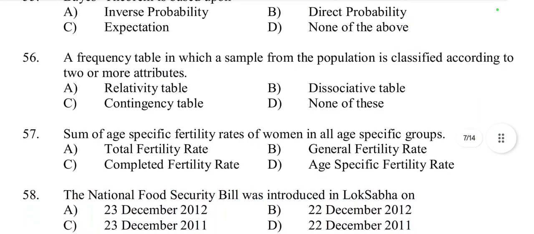Then question number 56: a frequency table in which a sample from the population is classified according to two or more attributes is called a relativity table, dissociative table, contingency table or none. It is called a contingency table, option C, because a contingency table shows frequencies for two or more categorical variables. Often this type of situation is used in the chi-square test.